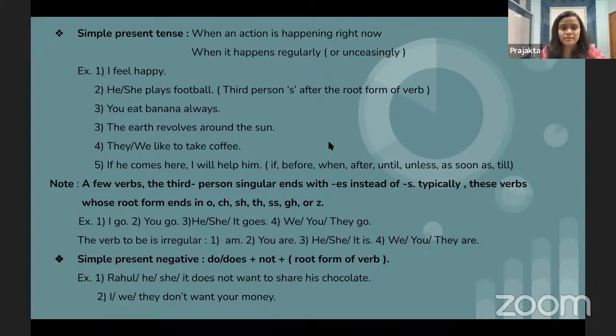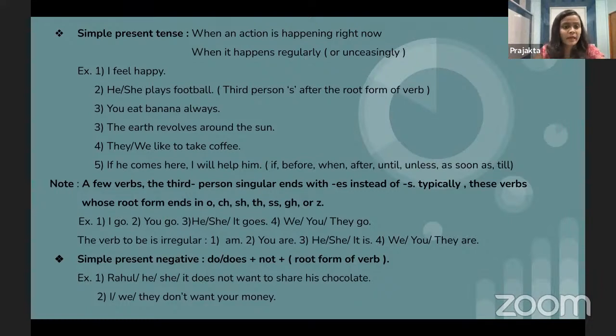I feel happy. That means right now I'm feeling happy. But I'm not talking in the continuous tense. I feel happy. That means in the present state, I am talking about my state, what I am feeling right now. So in simple present tense, what I will say is, I feel happy.